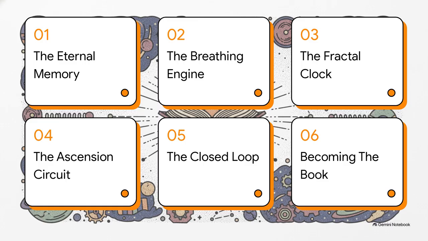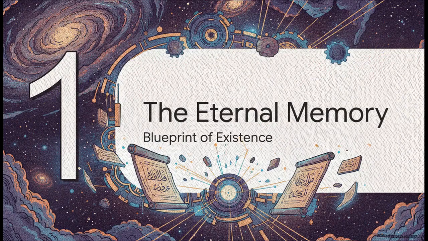We're going to quickly walk through 6 parts: the eternal memory, the breathing engine, the fractal clock, the ascension circuit, the closed loop, and finally becoming the book. Okay, section 1, the eternal memory. Let's lay out the raw blueprint of existence.